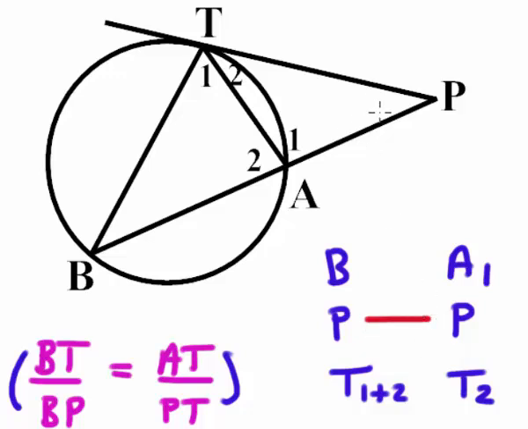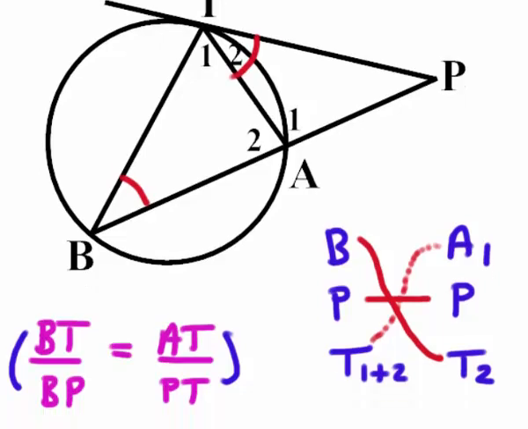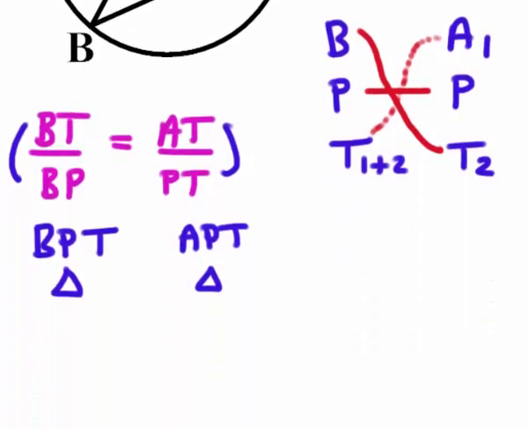P is equal to P, it's common. Then, because this is a tangent, we've got T2 is B. You see that there? So T2 is B. So we've linked those two, and then the weakest link would be A1 is T1 plus T2. So we're going to use that as our third reason. So let's construct a proof quickly.